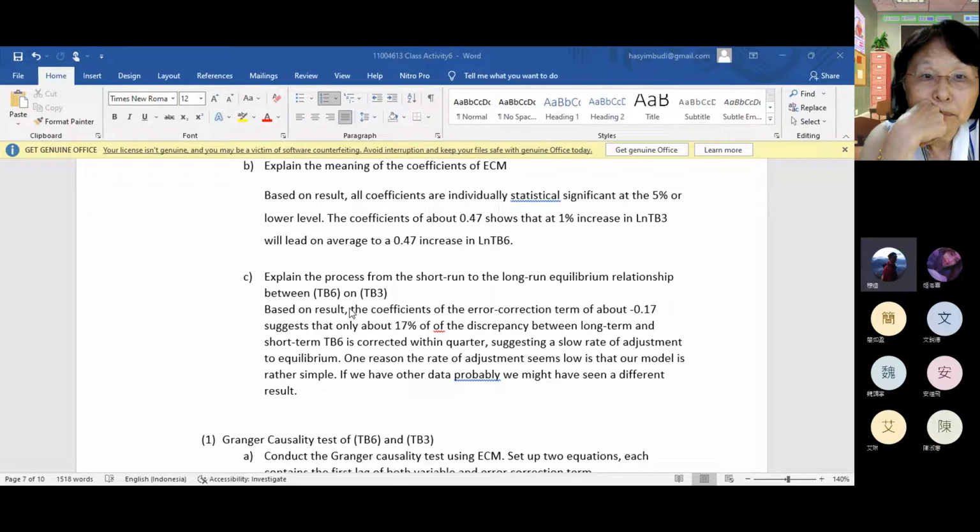And then in C, explain the process from the short run to the long run equilibrium relation between TB6 and TB3. Based on the result, the error correction coefficient of about minus 0.17 suggests that only about 17% of the discrepancy between the long term and the short term TB6 is corrected each quarter.